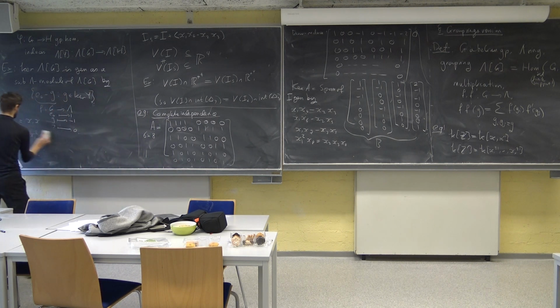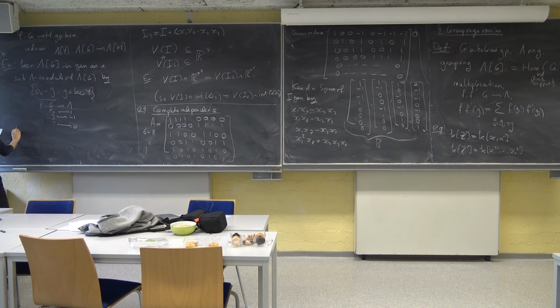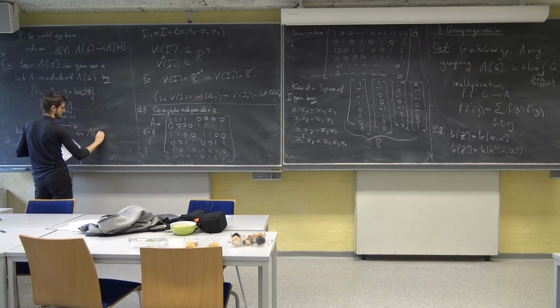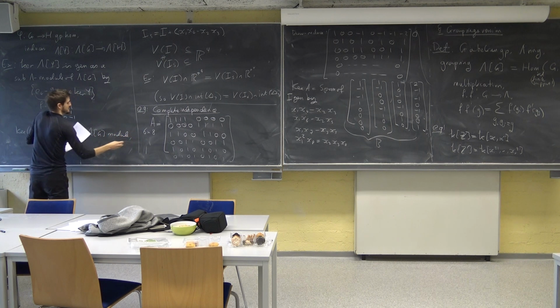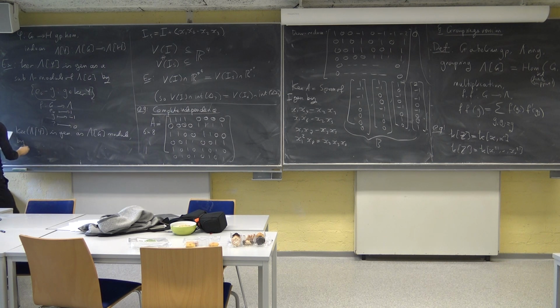And then an easy corollary of this, or maybe just another part, says that the kernel of lambda phi is generated as a lambda G module, as a lambda G ideal if you like, by the following. Let B generate the kernel of phi, so B is any generating set for the kernel as an abelian group. Then this kernel is generated as a lambda G ideal by the set of e_1 minus e_g as g runs over B.